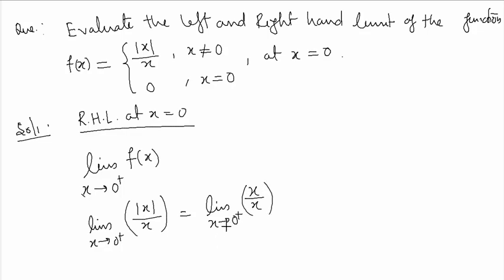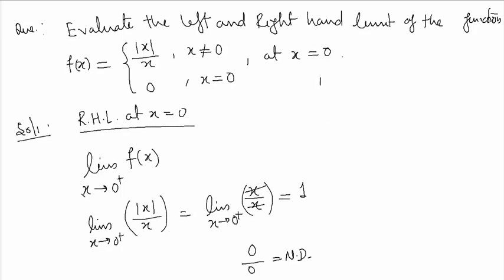Now again, as x tends to 0, you will say 0 by 0, and this is not defined. But this is not the situation. This is not exactly 0, since this is 0 plus, and at this place you can cancel these two out, and this becomes 1. So hence the right hand limit at x equal to 0 is 1.